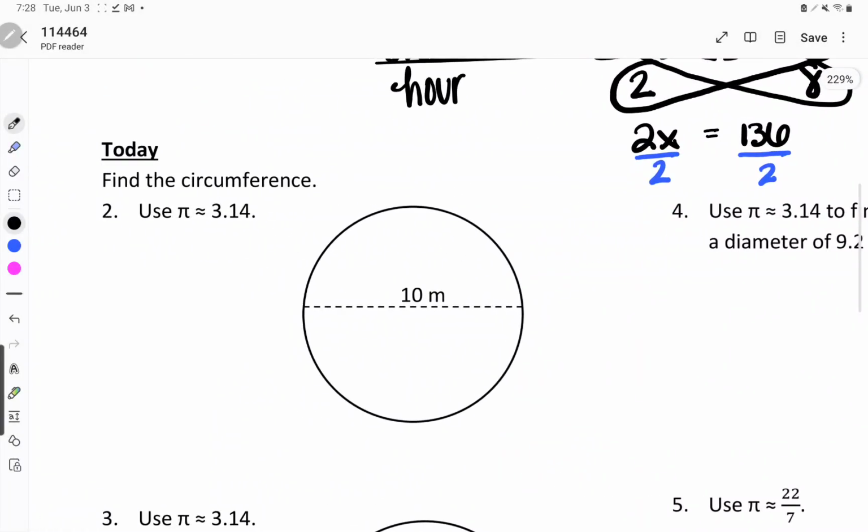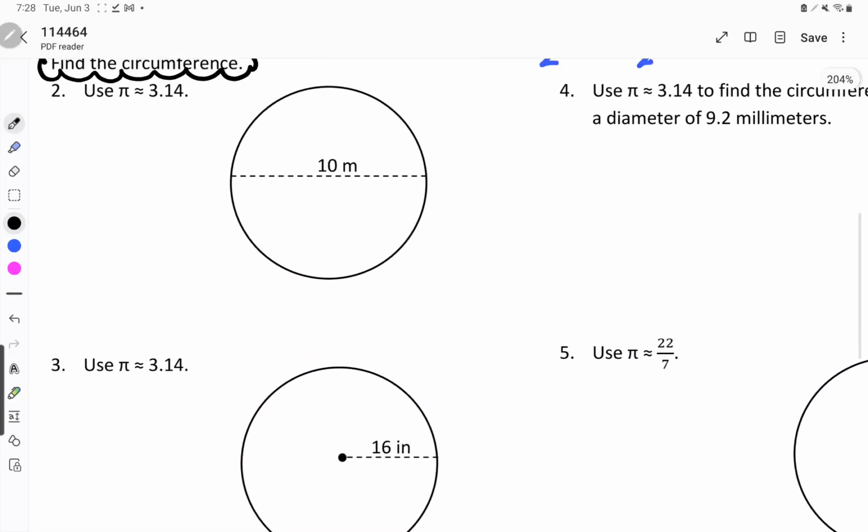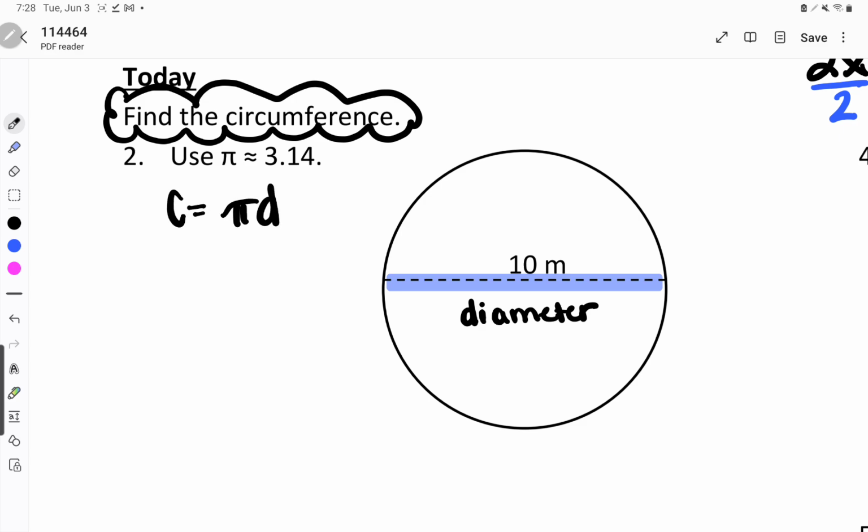All right, these are all telling me for questions 2 through 5 to find the circumference. So let's take a look at this first question right here. So the first thing I'm going to do is take a look at this right here. Is this a diameter or a radius? This is a diameter. Since I have a diameter, which circumference formula am I going to use? I'm going to use the circumference formula that has diameter. So I'm going to use the one that has a D.